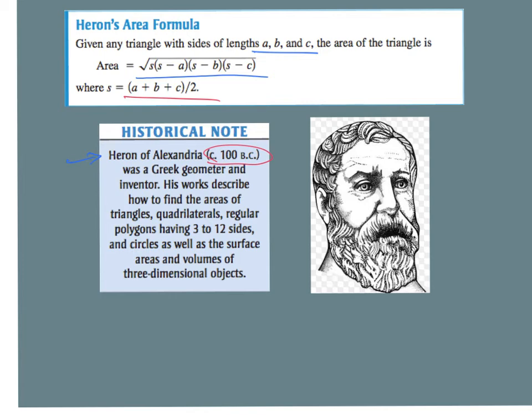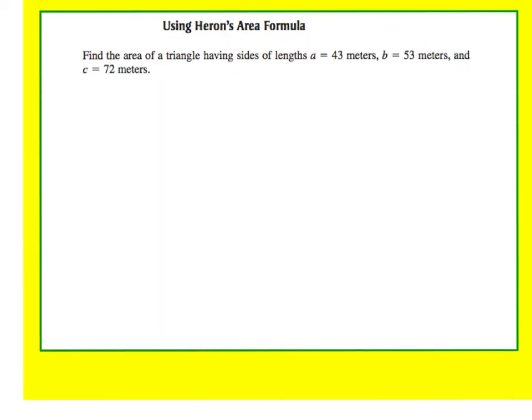All right. So now I need to find the area of a triangle given side lengths of 43, 53, and 72. Well, before I use anything, I'm given 3 sides. So I need to find what? S. So how do we find S? We add them all together, and then we divide by 2. And so what do I end up getting for S? I get an arbitrary number of 84.